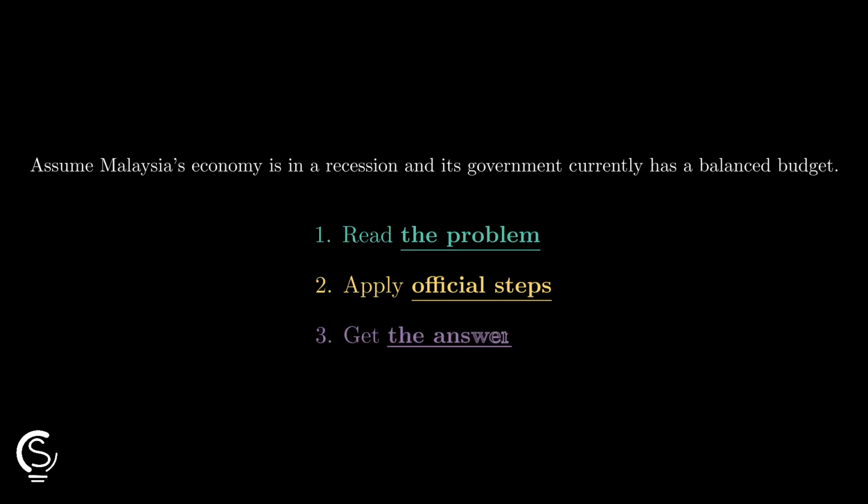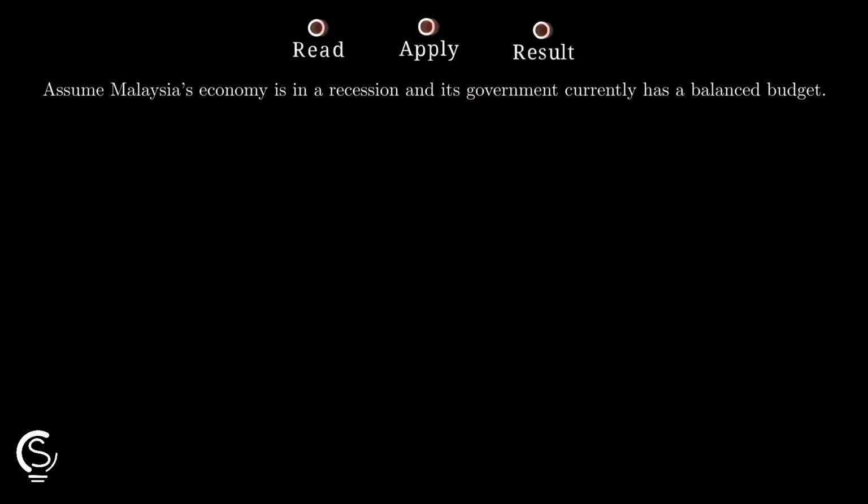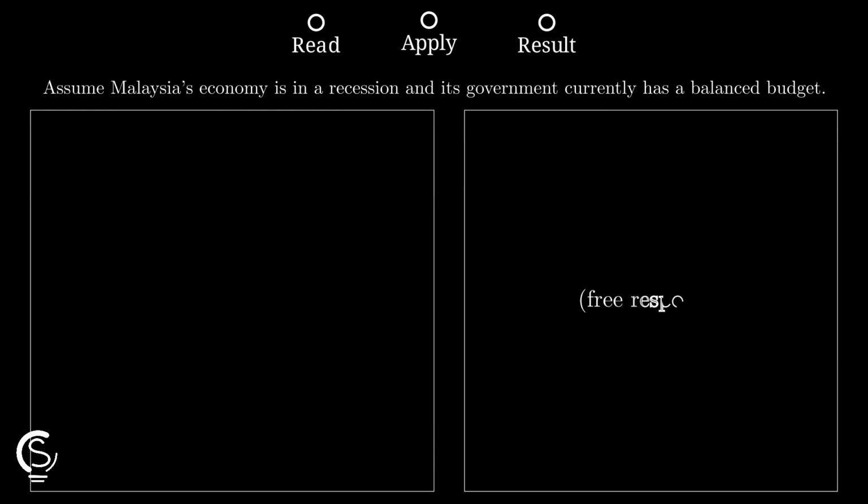Let's level up. Part A, Malaysia should use expansionary fiscal policy like raising government spending or cutting taxes to boost aggregate demand. Part B, the government to borrow more. This rise in the demand for loanable funds leads to a higher real interest rate.